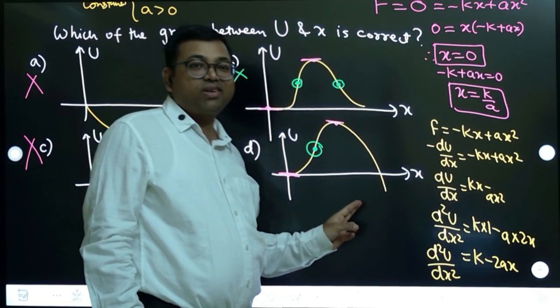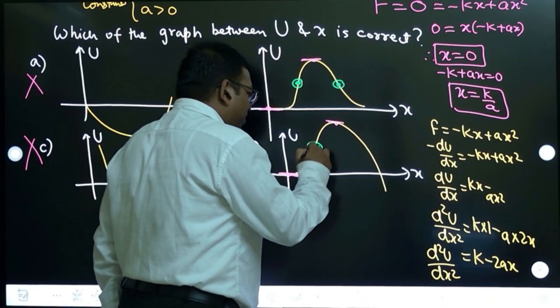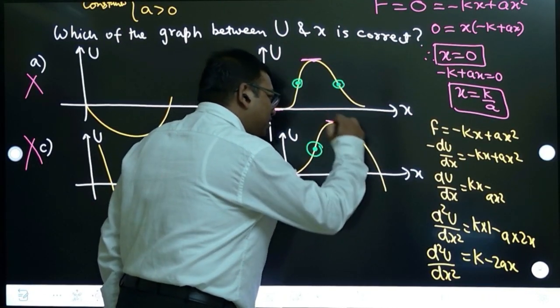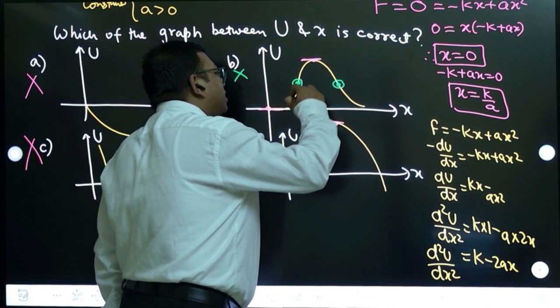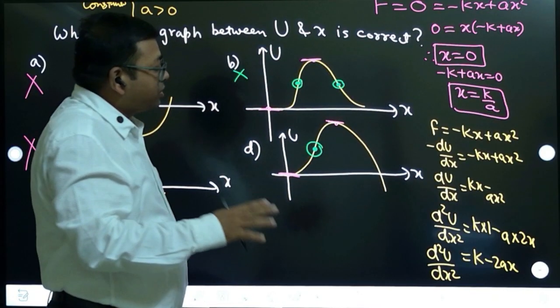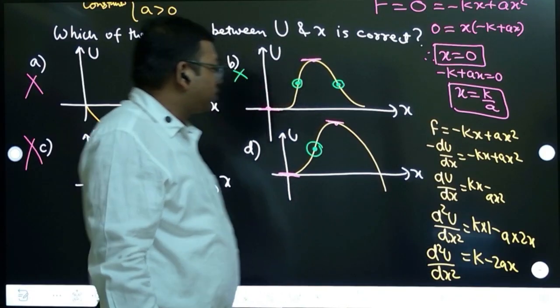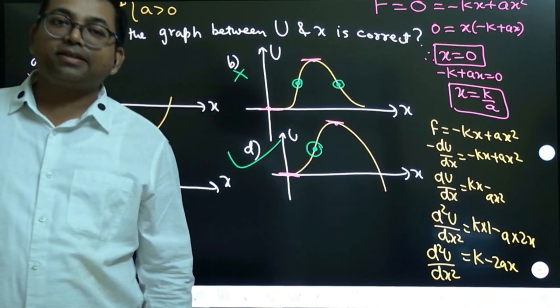Are you able to understand this? Yes. In this one, it is concave in only one place and then convex. After that it is convex only. The shape is not changed. But here it is concave, then convex, then concave. So it changes two times, which is not possible. Only one time it should change. So this is the correct answer. Clear? Yes.